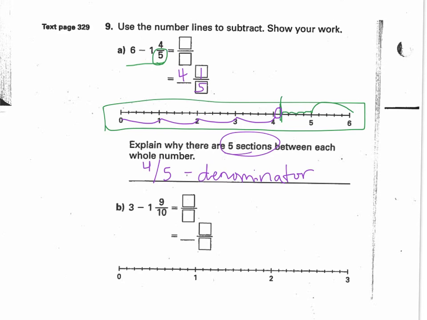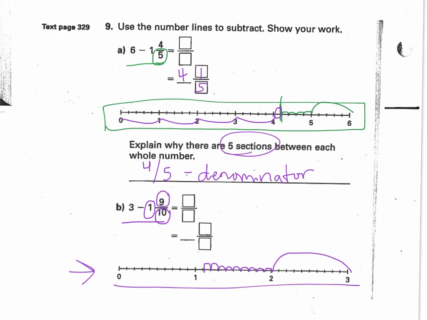Next example. 3 subtract 1 9/10. Here is my number line. I have 3 wholes. Each whole is divided into 10 sections. I'm going to go 1, because this is the number 1 here. Now I'm going to move 9/10. 1, 2, 3, 4, 5, 6, 7, 8, 9. What do I have left? 1 and 1/10.